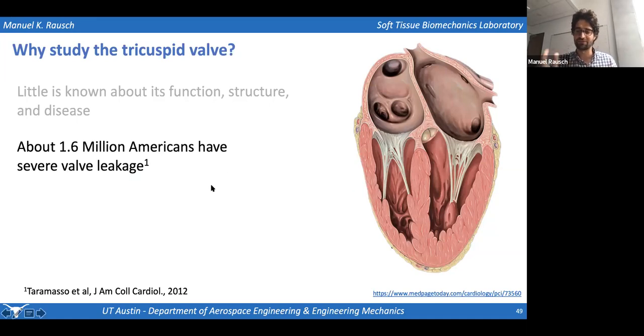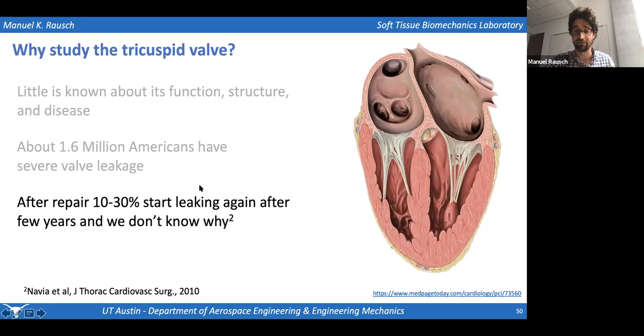It turns out there are these crazy numbers out there from population studies that find that actually 86% of us have some degree of leakage. And I recently got an echo, and it turns out I also have some leakage, and I'd like to think that's not a big deal. But in 1.6 million Americans, it's severe enough to affect their health.